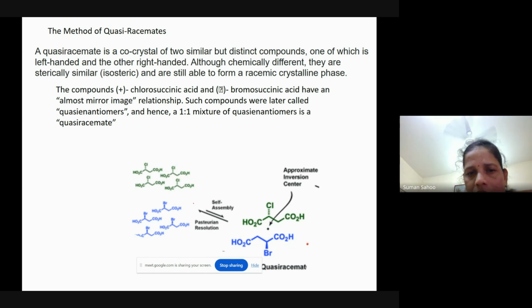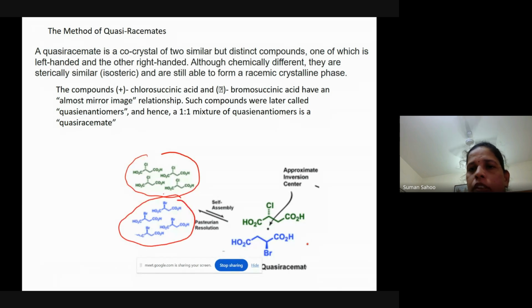Suppose I take the case of chlorosuccinic acid and bromosuccinic acid. They are almost in a mirror image relationship. Such compounds are sterically similar and are still able to form a racemic crystalline phase.